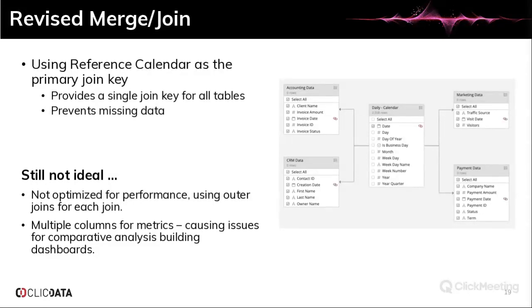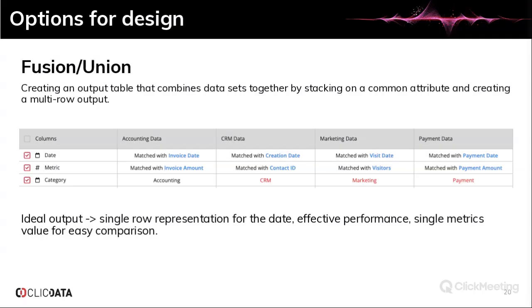So to avoid such a scenario, there's a simple approach that you could end up using. And this is the approach we typically take while working on projects. In database terms, it's the union, or in Click Data, we also have something called fusion that we refer to as union, where you can combine different data sets together, almost like stacking one on top of each other.